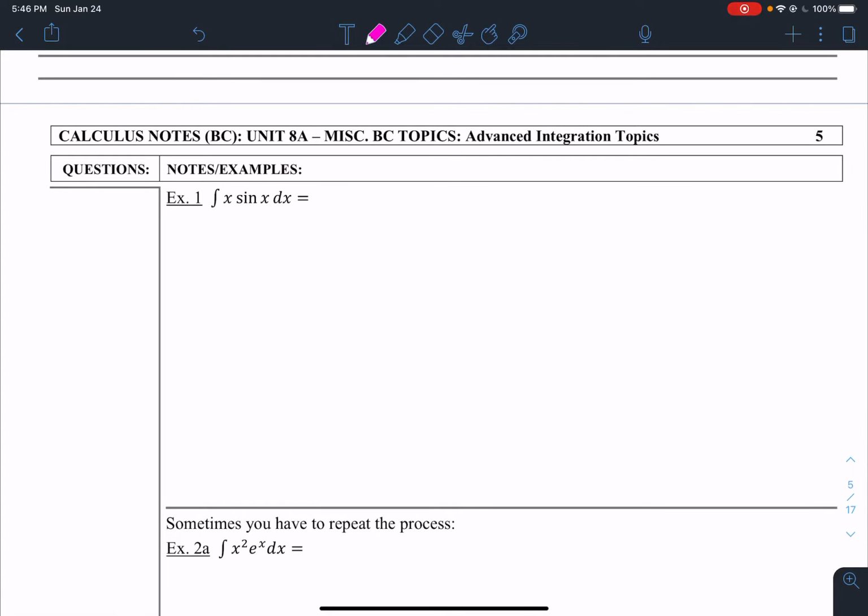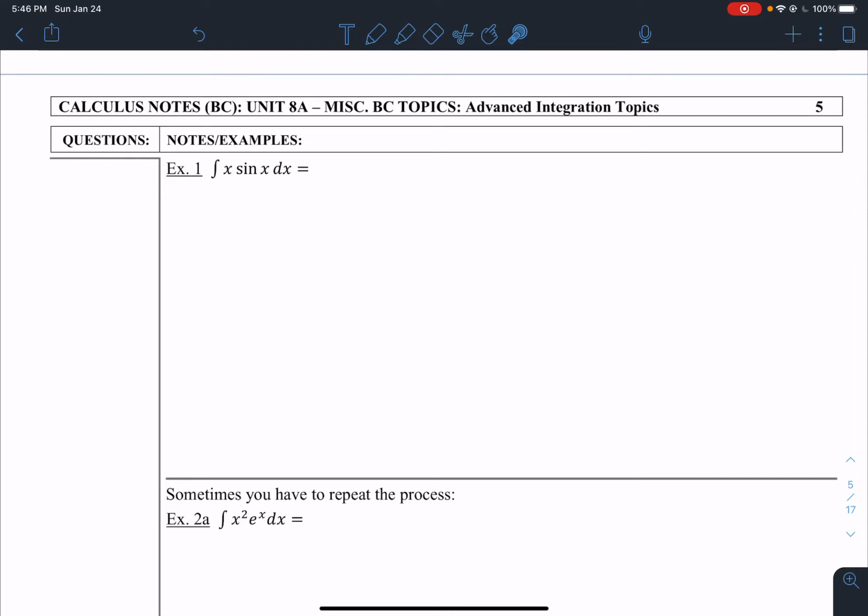So the first thing I'm looking at here is I've got an x times a sine of x dx. I cannot use u sub here. They've got trig and algebra mixed together, and this does not take into account that piece, so I can't use regular u sub. So my job is now to define u and dv.